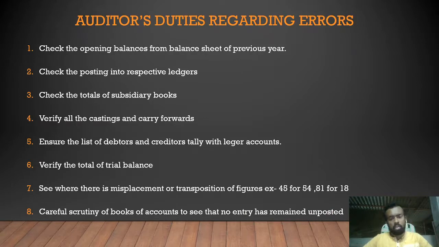Careful scrutiny of books of accounts, that no entry has remained unposted. No entry has remained unposted means you have passed the journal entry and it remains unposted in the ledger, or you have not passed the journal entry at all. When you have the voucher, meaning you have made a payment to someone, and you have not recorded or journalized that entry, again there may not be posting also. So these are the errors, and the auditor should be careful while scrutinizing the books of accounts to find any entry which remained unposted.